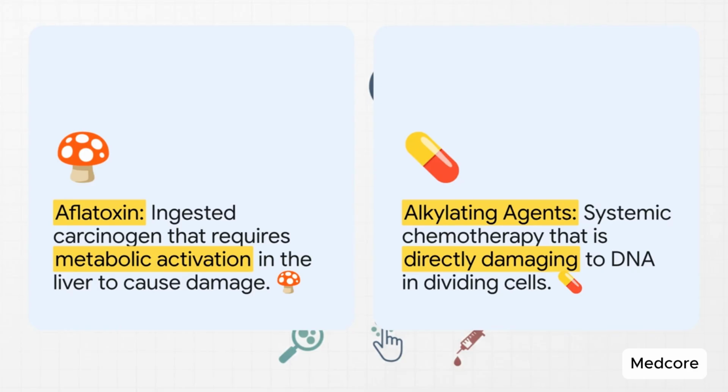But here's where it gets really interesting. How do these things actually cause damage? You see, not all carcinogens work the same way. Some are kind of like sleeper agents. They need our own body to accidentally activate them. Others are just straight-up attackers from the get-go. Let's compare two perfect examples of this, aflatoxin and alkylating agents.